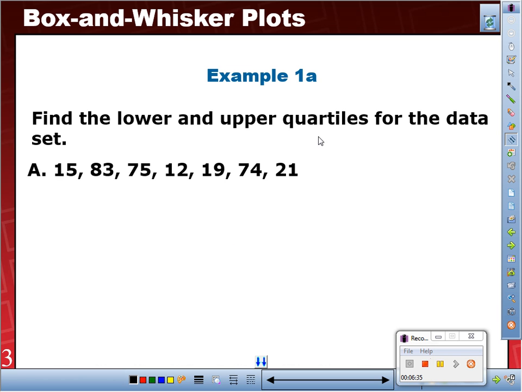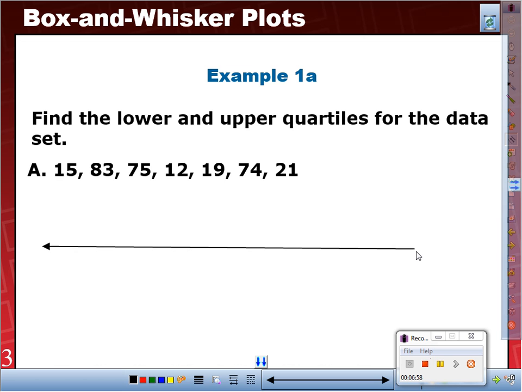Find the lower and upper quartiles of the data set. They give us 15, 83, 75, 12, 19, 74, and 21. So check this out. Whenever we get to these, I want you first to draw a number line. Except for right now, we're not going to focus that it's a positive and negative number line. We're just going to start with all positive numbers. To the left is the lowest, to the right is the largest, right?